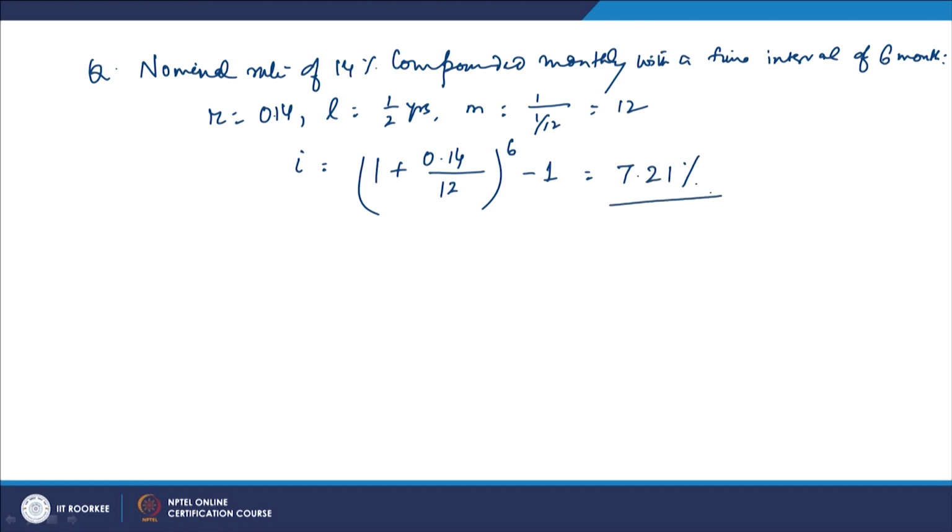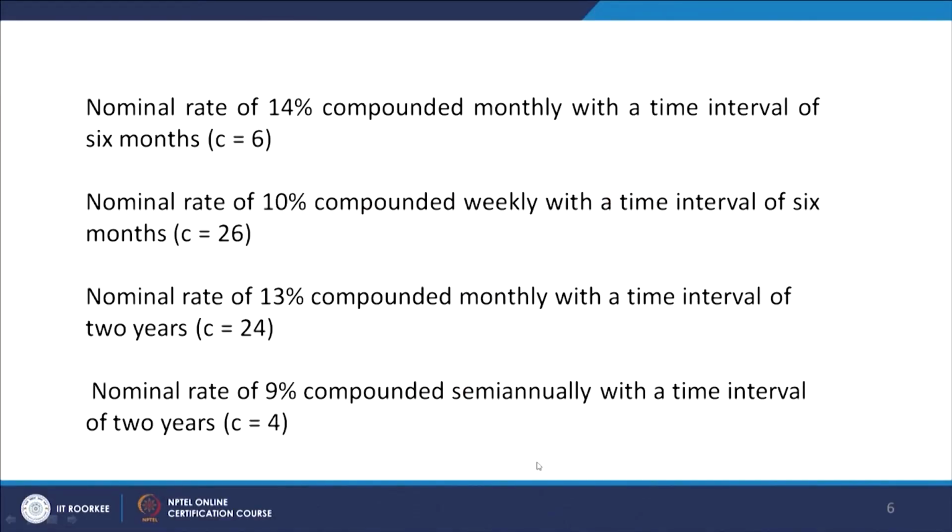So, otherwise it was 7% in the half year, that becomes 7.21% when we talk about the compounding, and compounding is done monthly. So, that becomes equal to 7.21%.